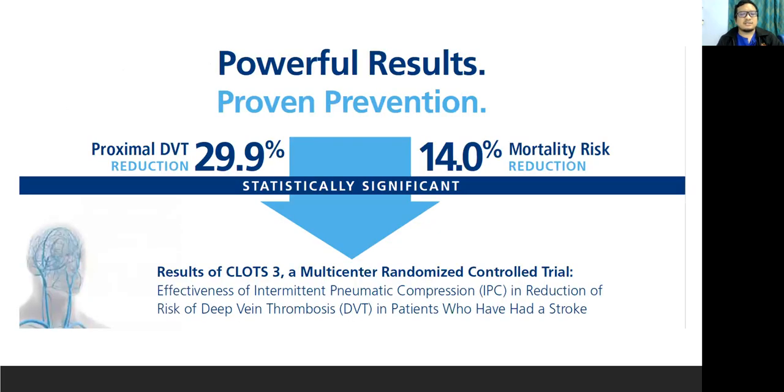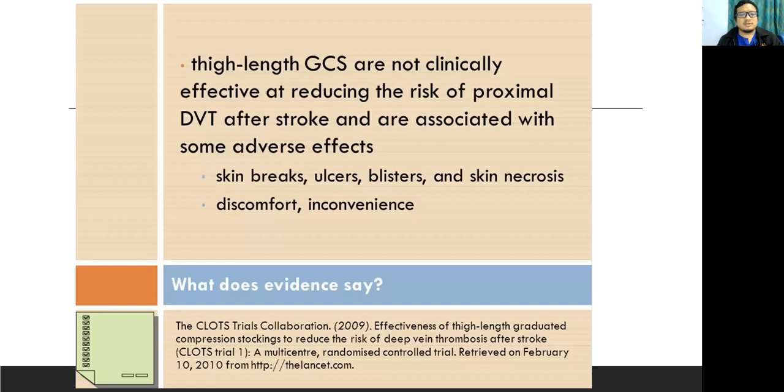In CLOTS 3 trial, the IPC, the pneumatic cuff, showed a very good result, almost 30% reduction in DVT, VTE, and a reduction of 40% of mortality risk. Okay, this is the CLOTS 1 trial.